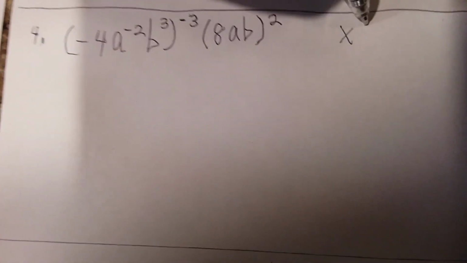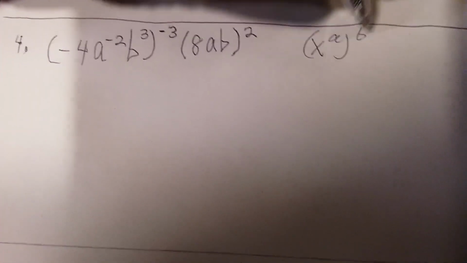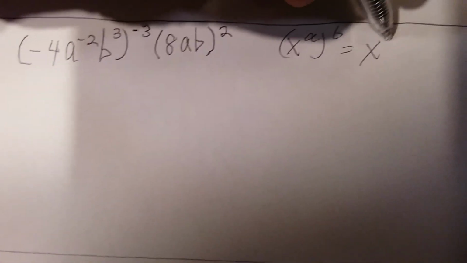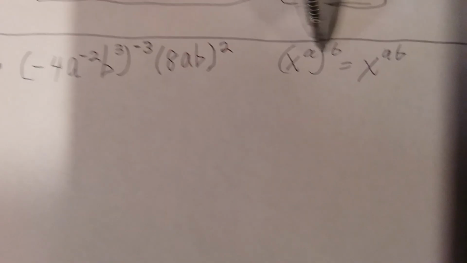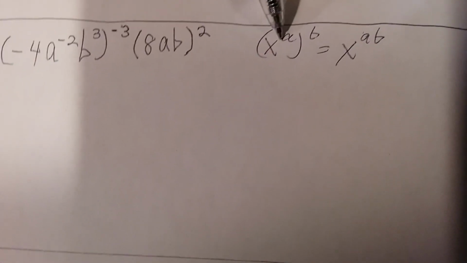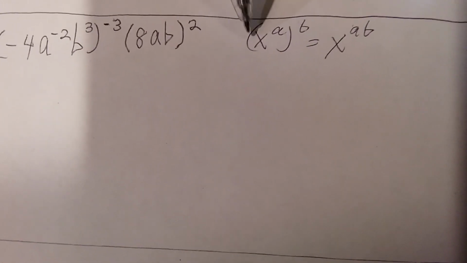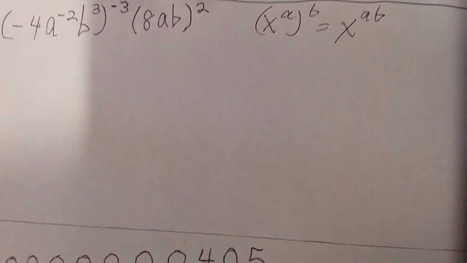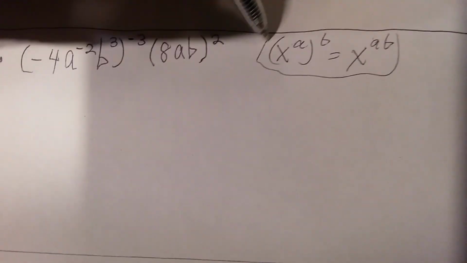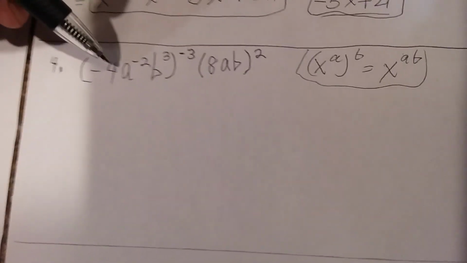And we're going to use a rule, a law that I'm going to write right here that I think you'll remember as soon as you see it. When you have a parentheses and an inner exponent and an outer exponent, you just multiply the exponents. And of course, copy the base. Okay, so using this law, we're going to do that right here.